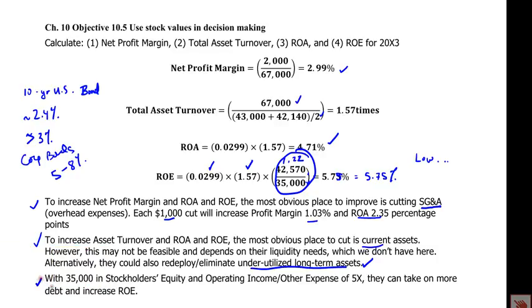And then finally, the leverage ratio piece. So this is net profit margin here, turnover here, and leverage ratio here. Clearly, they could take on more debt. Their stockholders' equity is $35,000 out of $42,570. So that leverage ratio of 1.22 is super, super low.